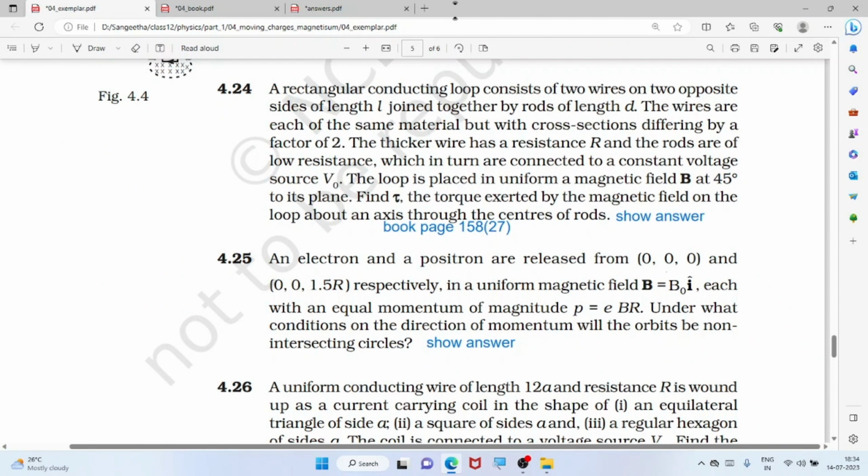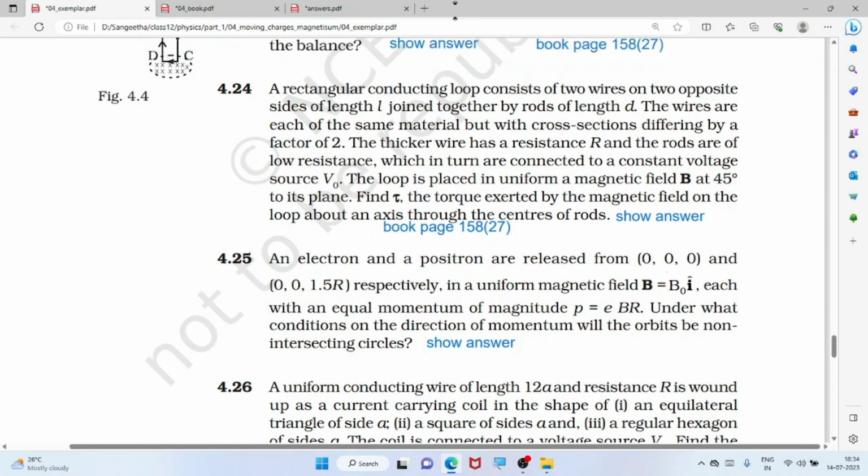A rectangular conducting loop consists of two wires at the opposite ends. Each of the wires is of the same material, but with different cross sections. The equal wire has a resistance of R. Now we have to find the torque.